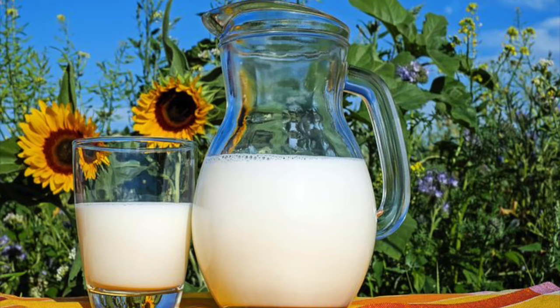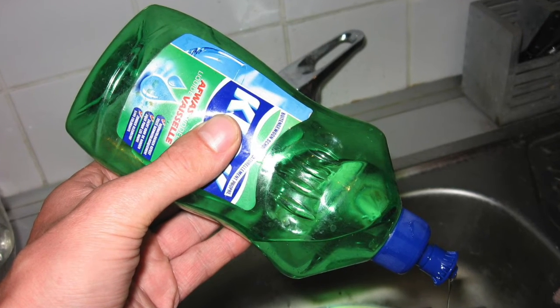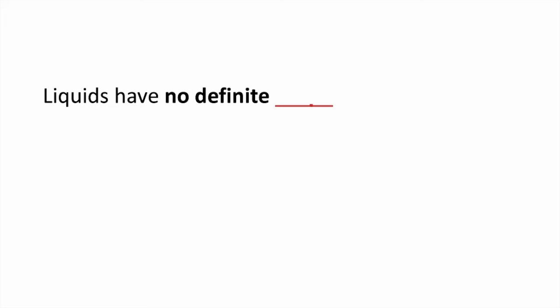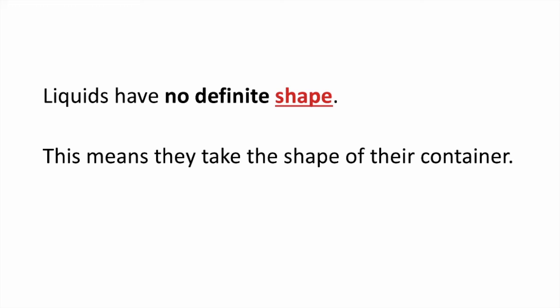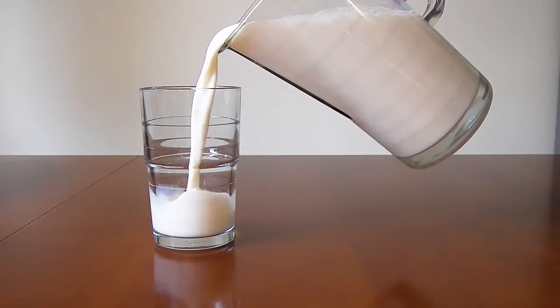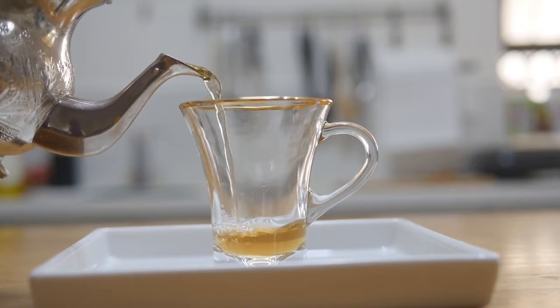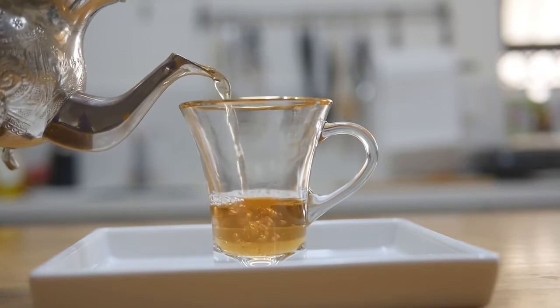Now let's talk about liquids. Examples include water and milk and coffee and even dish soap and a whole bunch of other things. Liquids have no definite shape. This means they take the shape of their container. We see milk being poured into a glass. Well, that takes the shape of the glass. Here we see tea being poured into a teacup. It takes the shape of the teacup.